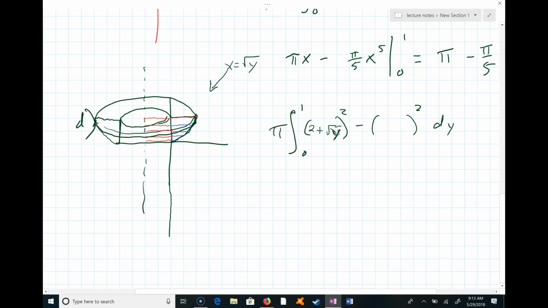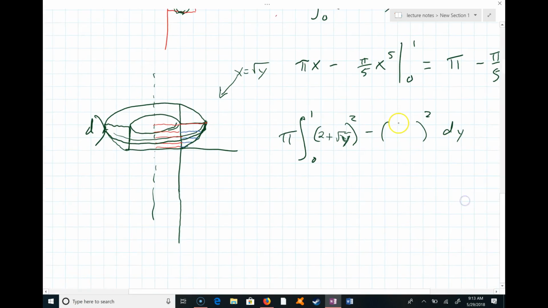And then we get the little r. Well, the little r is all those little red lines that I drew, isn't it? Everyone see that? The little r is not changing because that inside circle is just a nice cylinder. It's just the same all the time. And so that's just going to be 2.